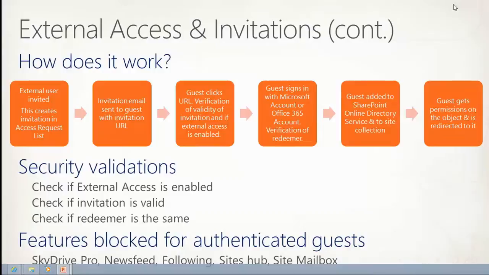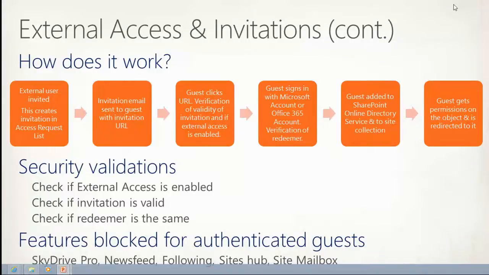Just to reiterate the kind of security validations that we do before letting a user in, there are three things. We check if external access is enabled at the company level and at the site collection level. Then we check if the invitation URL itself is a valid URL. And then, if it's the second-time redemption, we check if it is the same user who's coming in. If it is someone else trying to come in using the invitation, he's not going to get in. So that's the security validation. You should feel really comfortable that this is well thought through and secure.